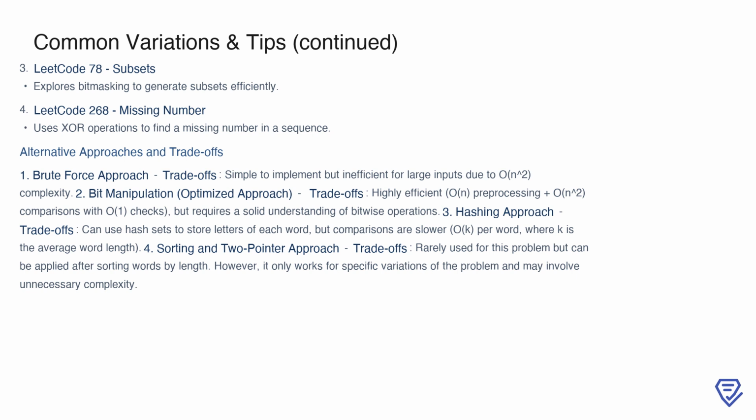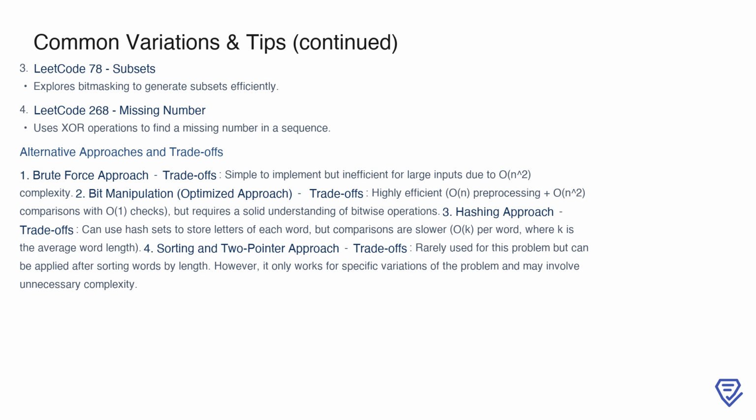Now let's consider alternative approaches and their trade-offs. The brute force approach is straightforward to implement but becomes inefficient for large inputs due to its O(n²) complexity. On the other hand, the optimized bit manipulation approach offers significant efficiency with O(n) pre-processing and O(n²) comparisons, where each check is O(1). However, it requires a strong grasp of bitwise operations.